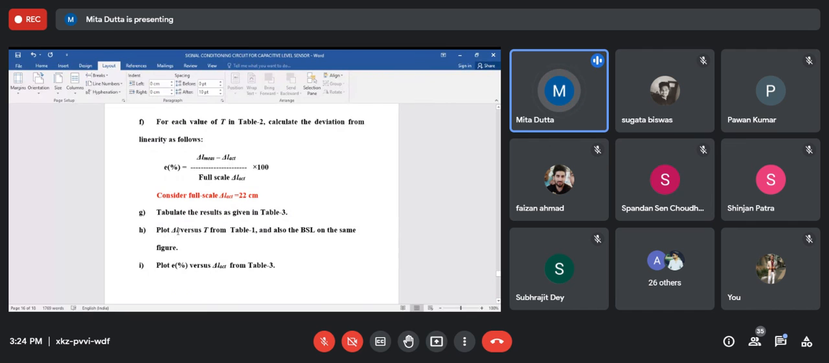And you have to plot the del L versus T curve from table 1, and also the best fit curve on the same plot or the same figure, and then the percentage error versus del L actual curve. So is it clear what you have to do? Yes, ma'am.